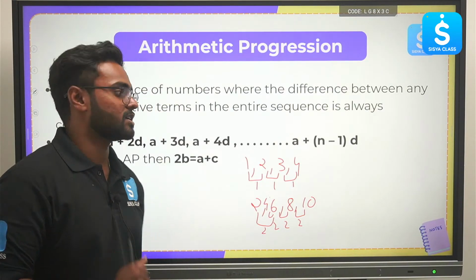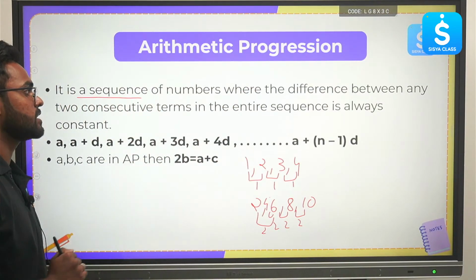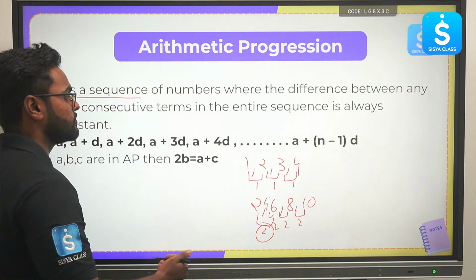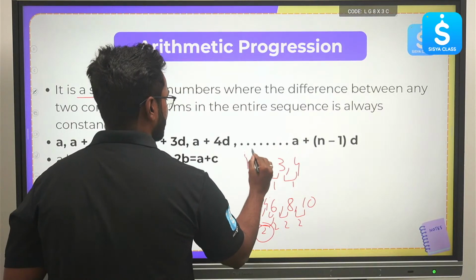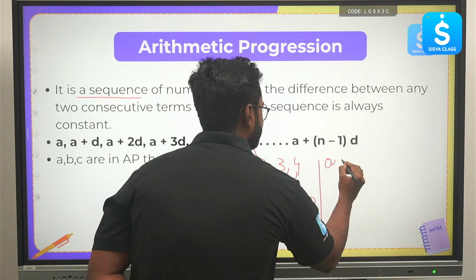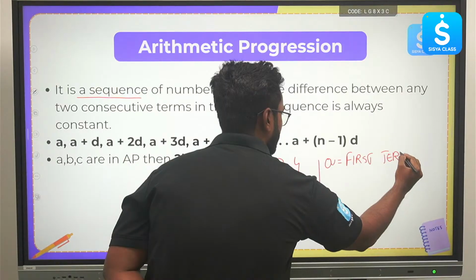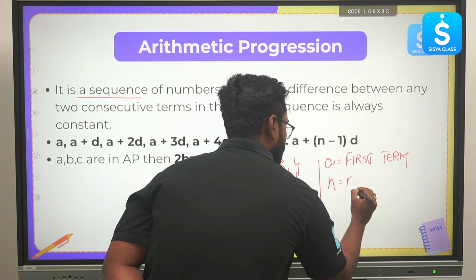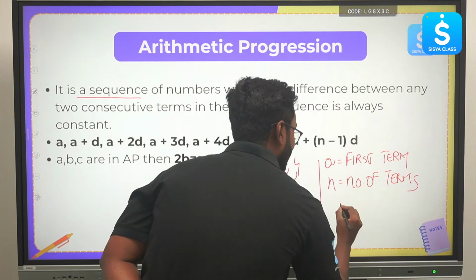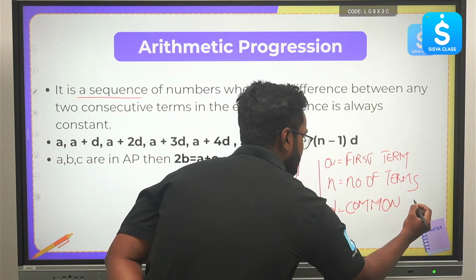Let us see what arithmetic progression is. It is a sequence of numbers where the difference between any two consecutive terms in the entire sequence is always constant. Example is this: 1, 2, 3, 4. If you see the difference between two consecutive terms, it's always a constant. Here we call A the first term, N is the number of terms, and D is the common difference. These are 3 important terms that we will be using in this lesson.